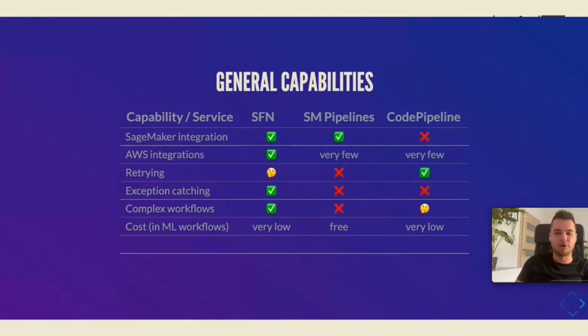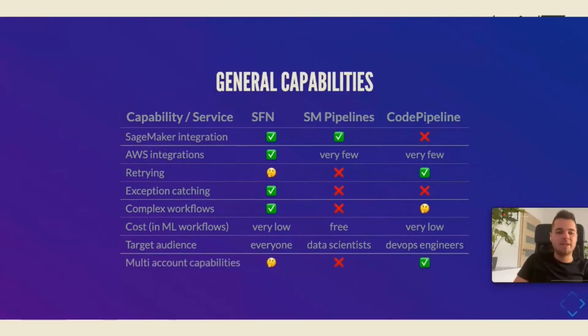That's good to know. They differ in target audience as well. SageMaker pipelines were made for data scientists, step functions for pretty much everyone, and CodePipeline was made to satisfy DevOps engineers. And lastly, when it comes to multi-account capabilities, then CodePipeline is the most friendly one.